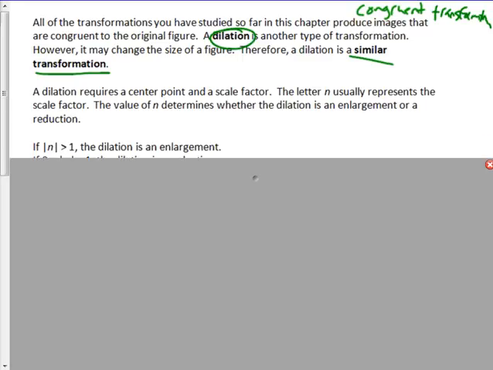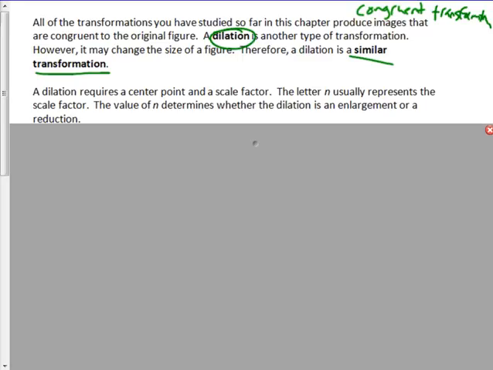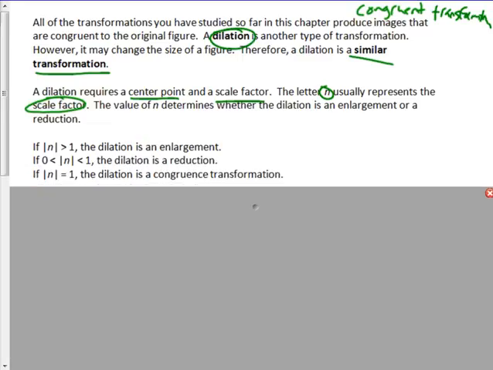So basically, a dilation requires a center and a scale factor. You have to have a center point that you're dilating from and a scale factor. Usually the letter n represents the scale factor, in case you're wondering. And the value of n totally depends on if you're making it bigger or smaller, so an enlargement or a reduction. So here's a little overview.